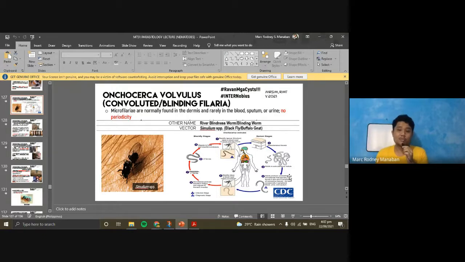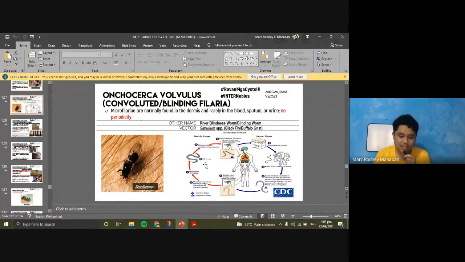River blindness, kanong river, it's because the vector, which is your Simulium spp or black fly, it can be found on rivers. Okay? It can be found in the river or dito siya muli og eggs and dito siya mature sa river. Ang imong Simulium spp. Alright? That's why it's called the river blindness worm. Blindness because it can cause blindness. So when we go to symptoms and pathology.